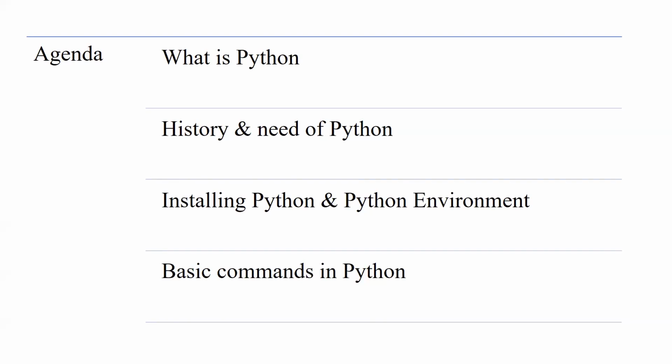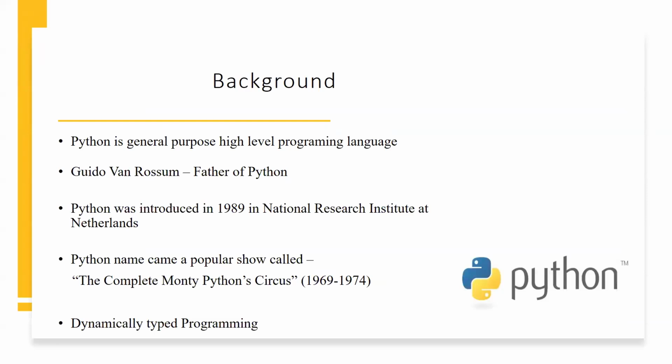Now to start with, Python is a general purpose high level programming language. That's the first point it says. If you want to know who introduced it, Guido van Rossum was the father of Python, and Python was introduced in 1989 at the National Research Institute.